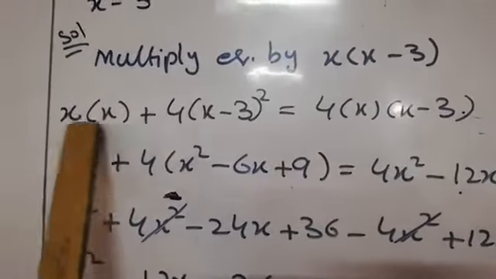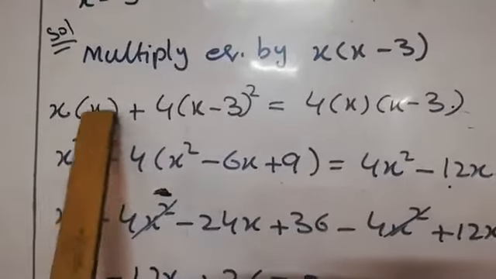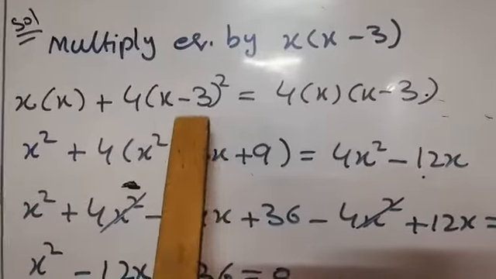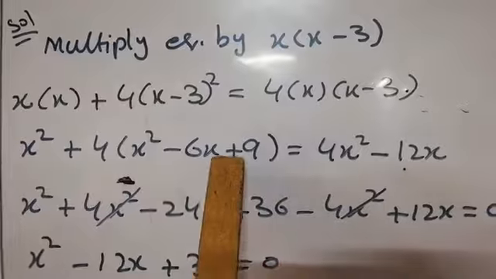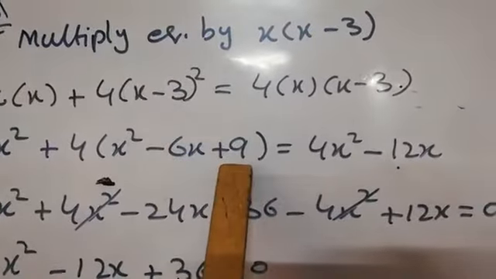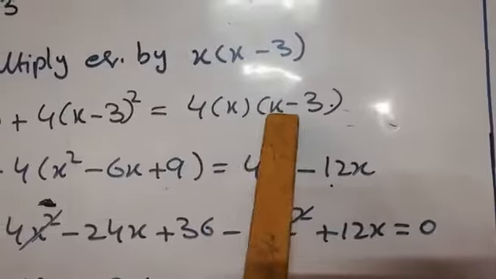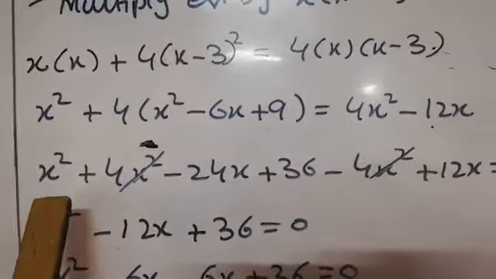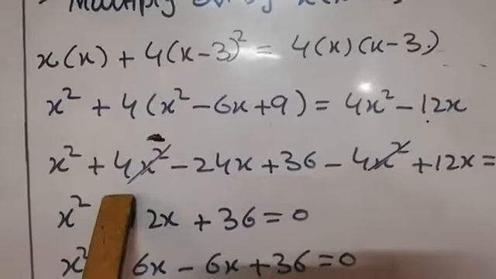So we will multiply x into x, x into x is equal to x square. This is x square minus 2ab plus b square, so 3 2s are 6x, and square of 3 is equal to 9. Here 4x square minus 4 3s are 12x. And after that we will write x square plus 4.